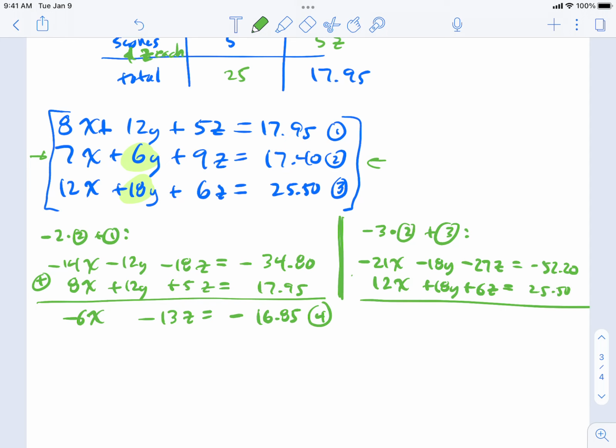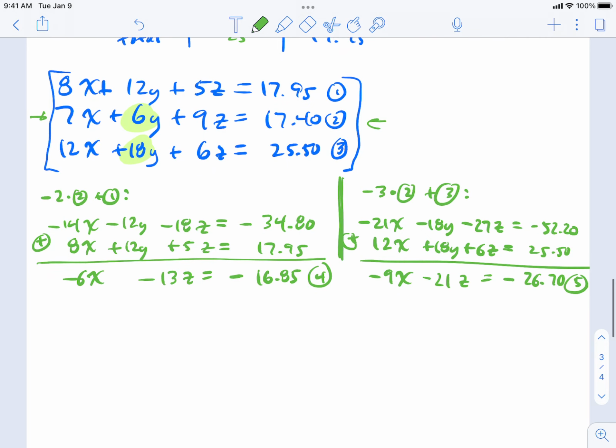And now I add those two equations together. I got a negative 9x. The y's are going poof. Negative 21z equals negative 2670. Okay, and I'll call that equation 5. So equation 4 and equation 5. Cool beans. Now, let's see, I want to combine these two equations.